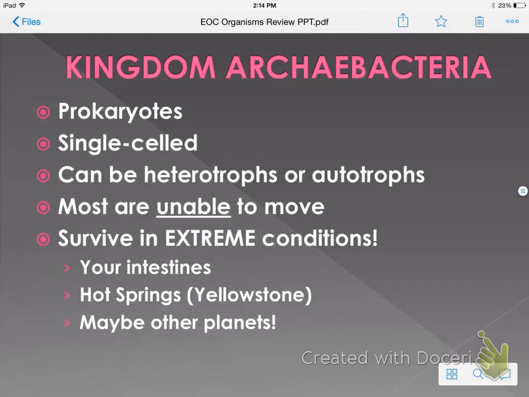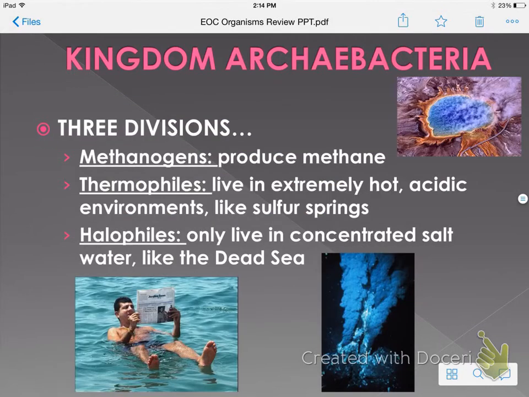So kingdom Archaebacteria. Like I said, these are prokaryotes. They're usually single-celled. They can be heterotrophs or autotrophs, and they cannot move. Most of them are unable to move. But most importantly, they live in extreme conditions. So there's three divisions of those extreme conditions: methanogens, thermophiles, and halophiles.